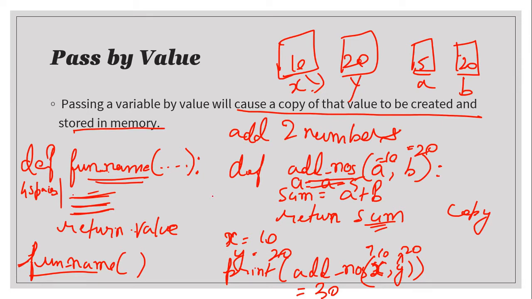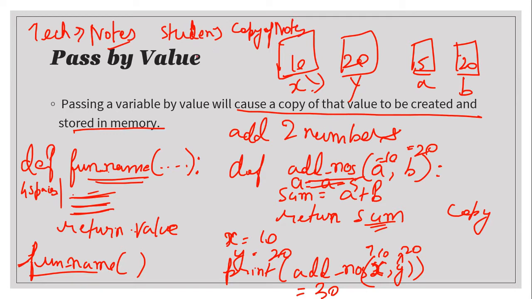If I have to give a layman example, the teacher has prepared notes and she has given the student a copy of the notes. So if the student makes some changes in the copy of the notes, those changes are not going to get reflected in the original notes of the teacher. So that is pass by value.